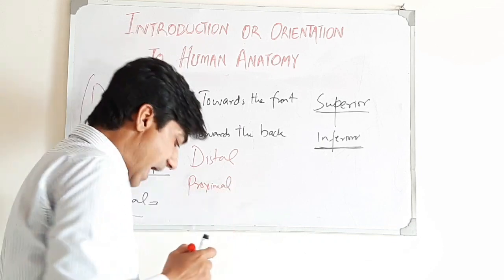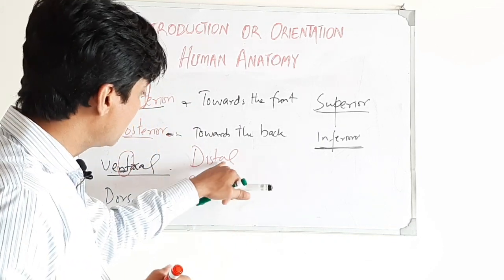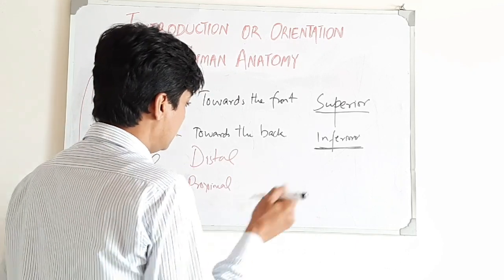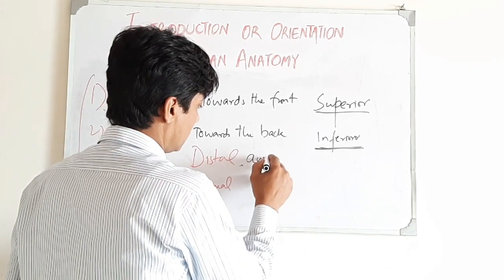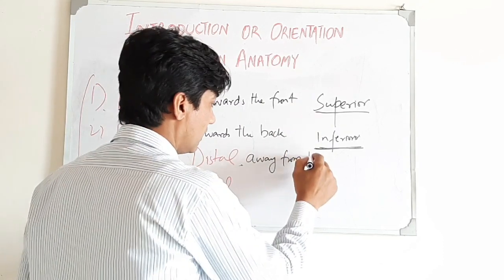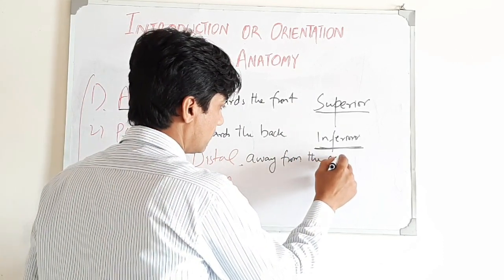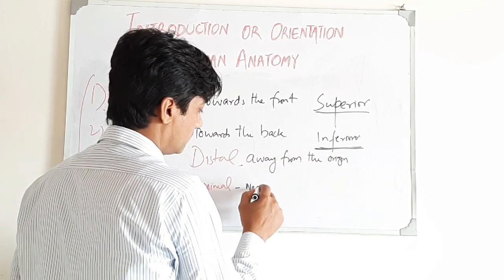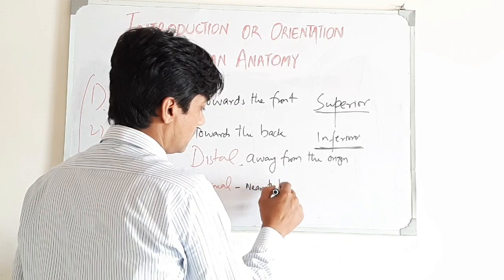Any structure away from the origin. The definition of distal is away from the origin, and proximal is near to the origin.